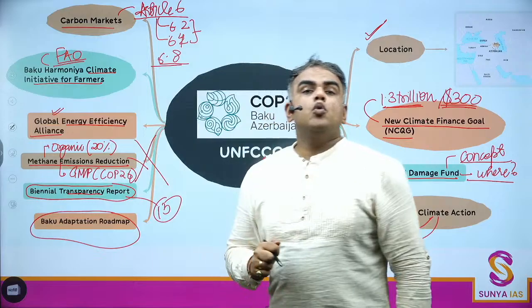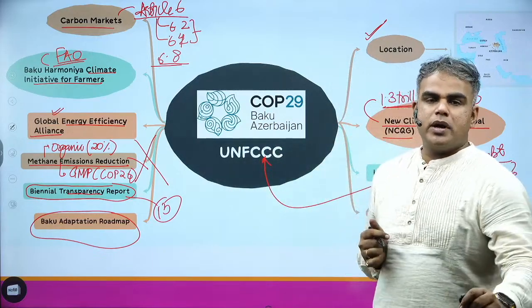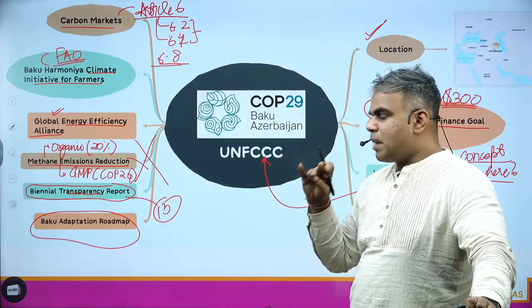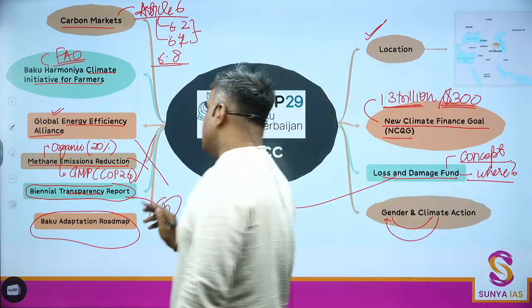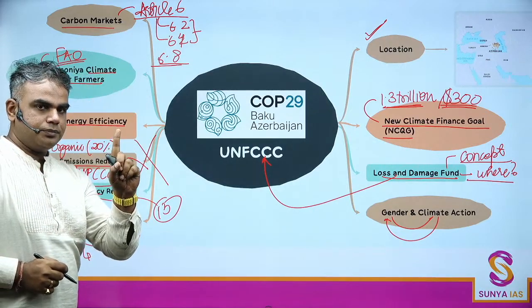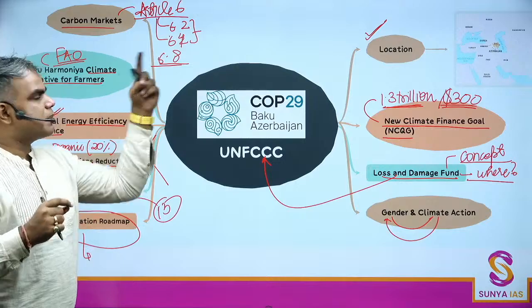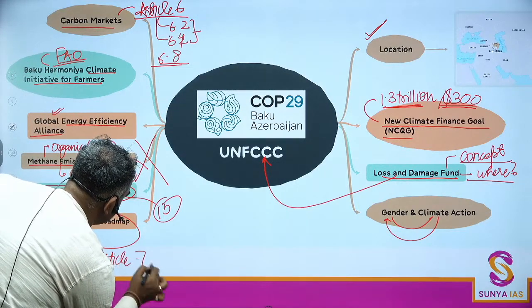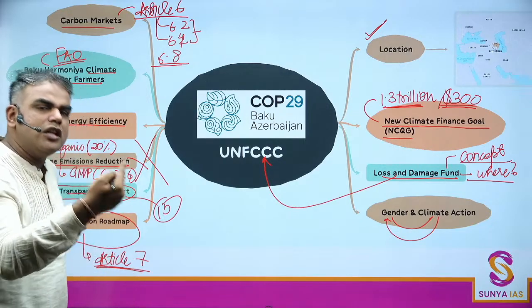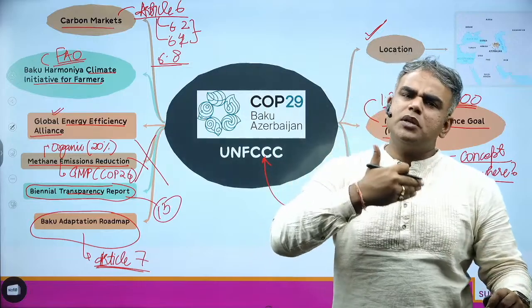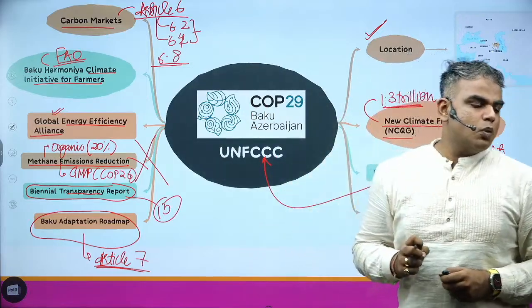There is a Baku adaptation roadmap. See, there is loss and damage we just saw. There is also Baku adaptation. Now, if we talk about adaptation, we just saw Article 6 of the Paris Agreement. Article 6 talks about carbon markets. There is again an Article 7 of the Paris Agreement. Article 7 talks about adaptation in general. So there is a Baku adaptation roadmap which will simply tell how the countries move forward.